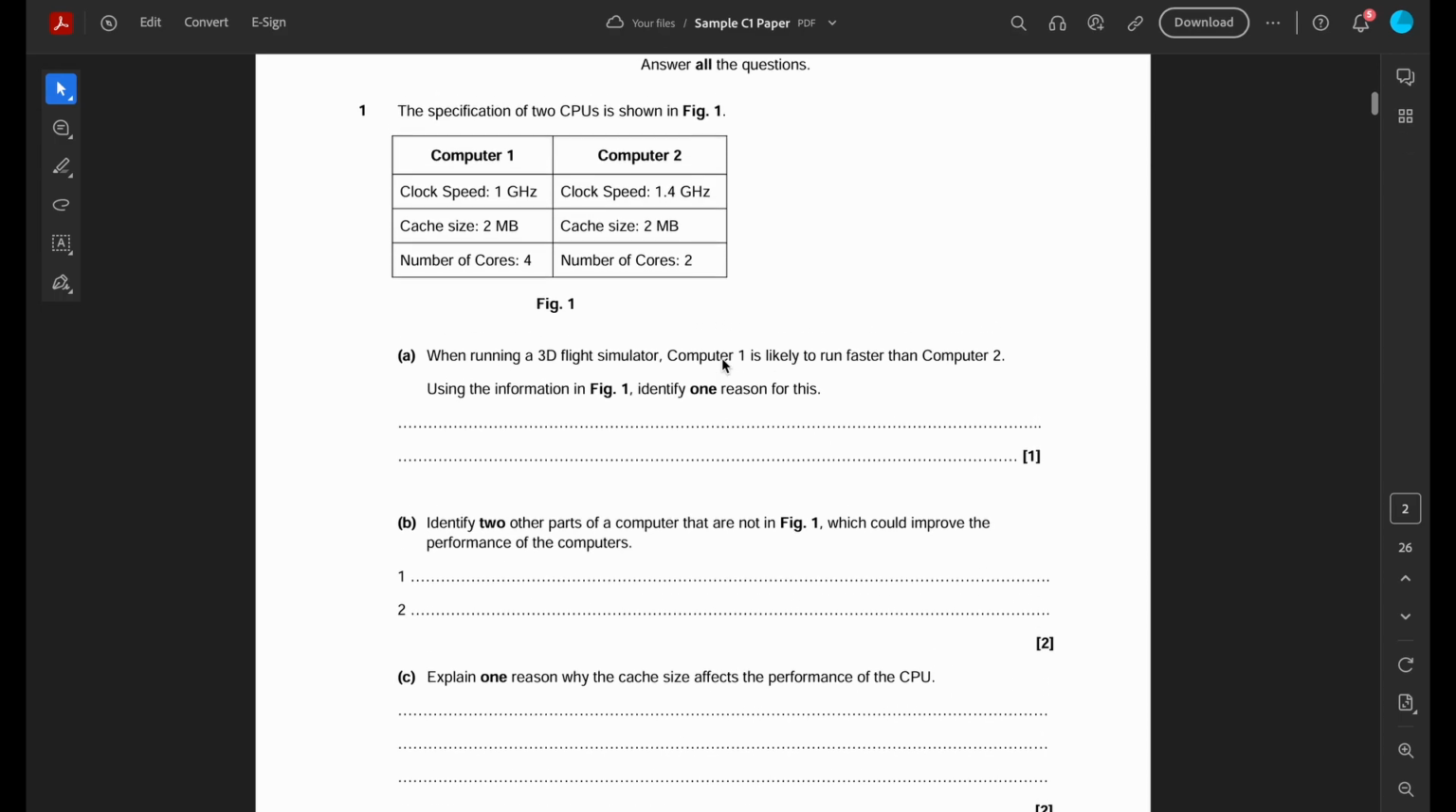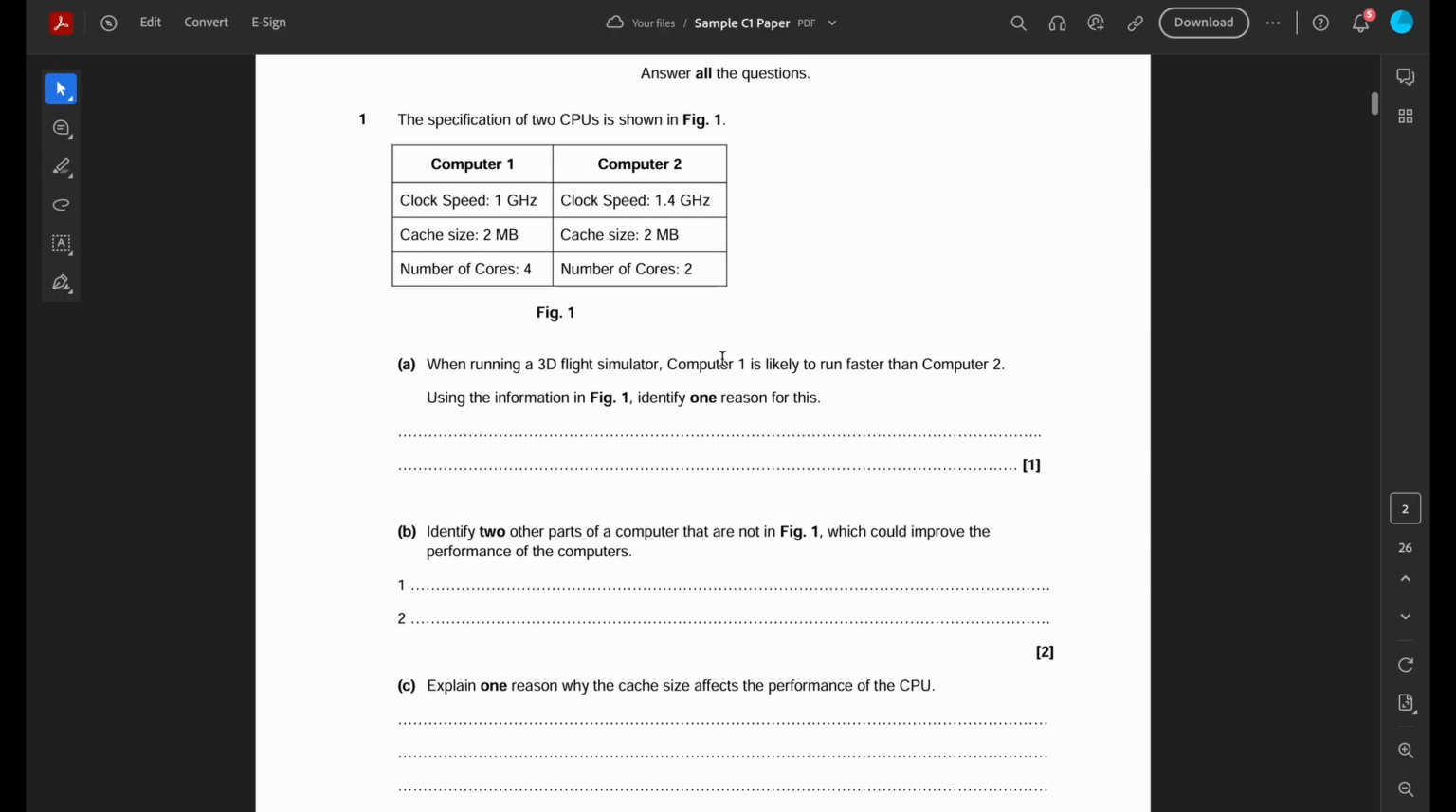So here we go. Question number 1. It says, here is the spec of 2 computers in the figure. So we need to use it in a second. Let's go read the question first. When running a 3D flight simulator, computer 1 is likely to run faster than computer 2. Use the information in figure 1 to identify one reason.